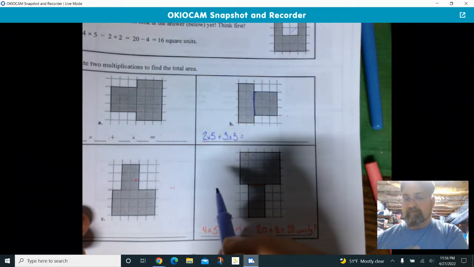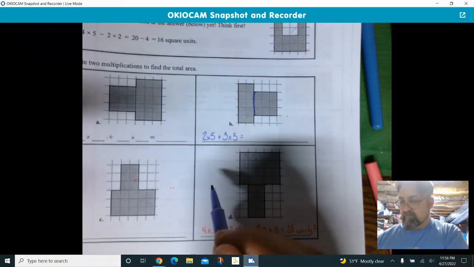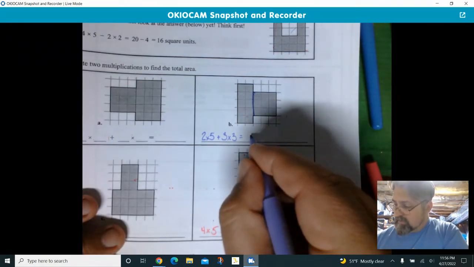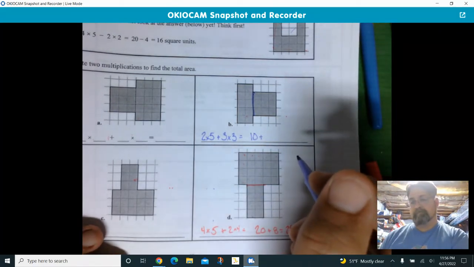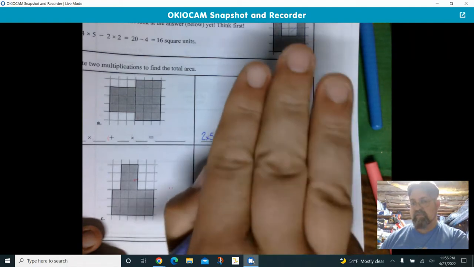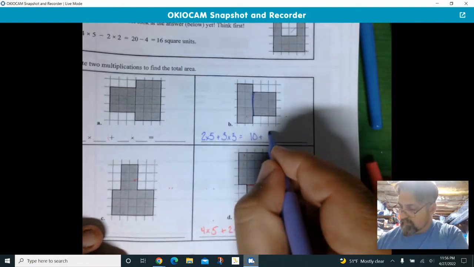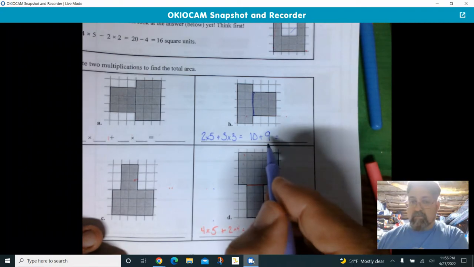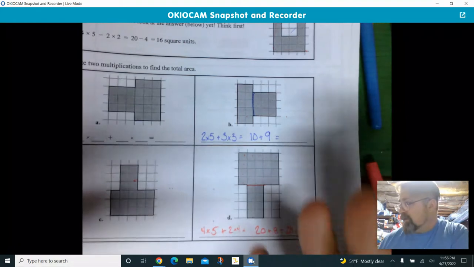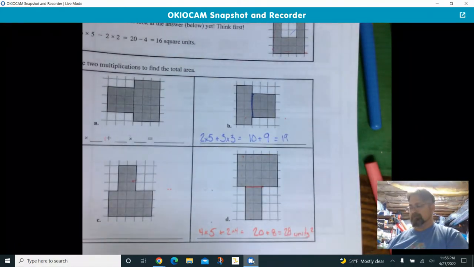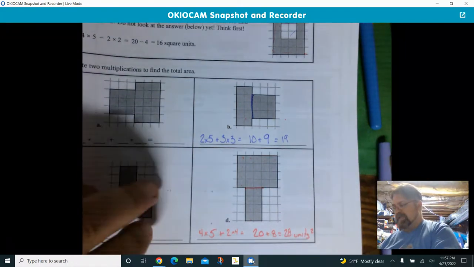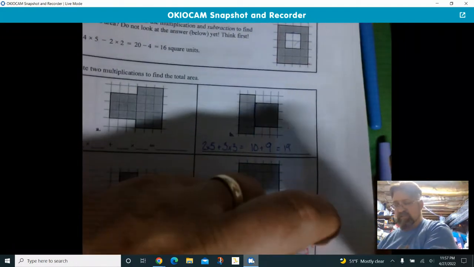What's 2 times 5? 10, right? What's 3 times 3? 9. Then we just add together our 10 plus 9, which gives us 19. There we go. That's a pretty good refresher. Brings us up to speed where we are now.